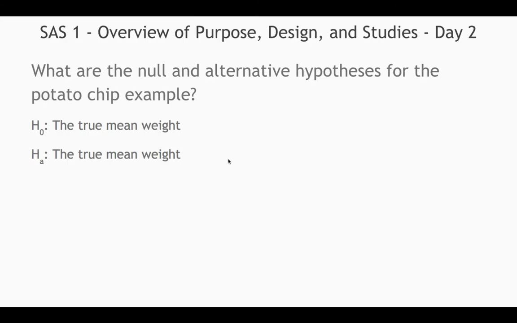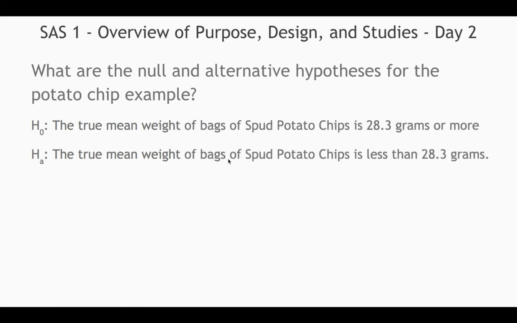So what are the null and alternative hypotheses for the potato chip example? Okay, so the null hypothesis is that the true mean weight of a bag of Spud's potato chips is 28.3 grams or more. And the alternative hypothesis is the true mean weight of a bag of Spud potato chips is less than 28.3 grams.